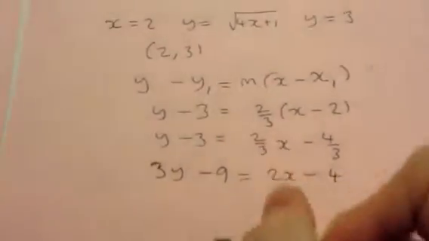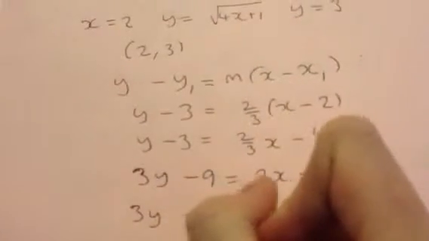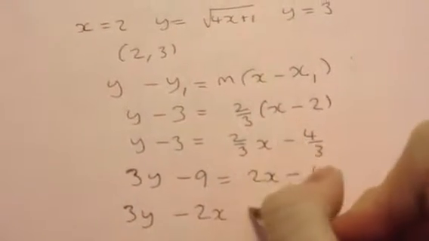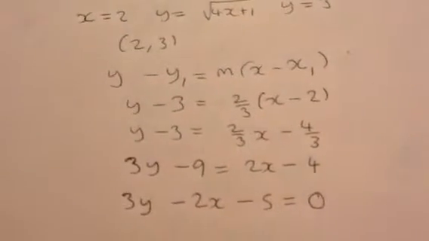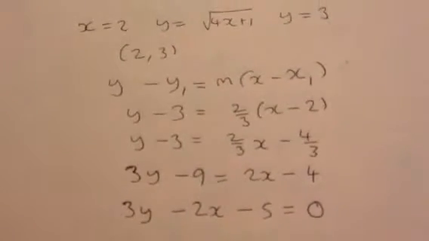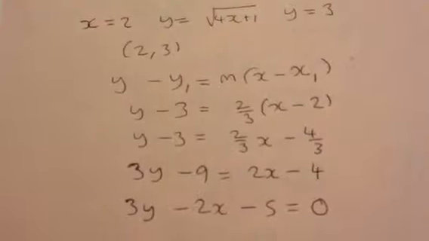And let's get it all on the left hand side. So it's 3y minus 2x minus 5 equals nothing. Okay, and let's check the point (2, 3) in there. That will go 9 minus 4 minus 5 is nothing, so we're all good.